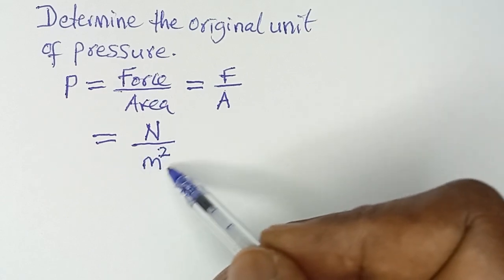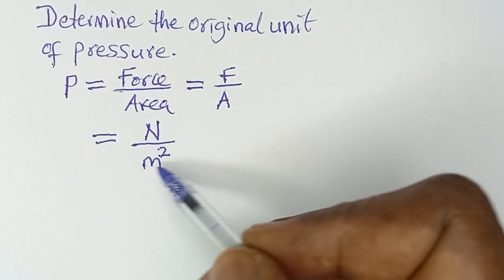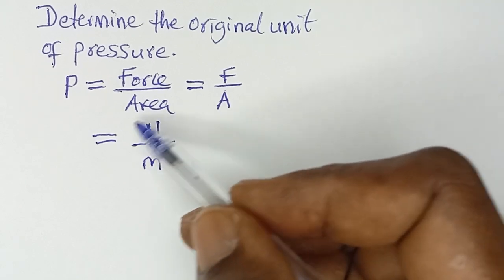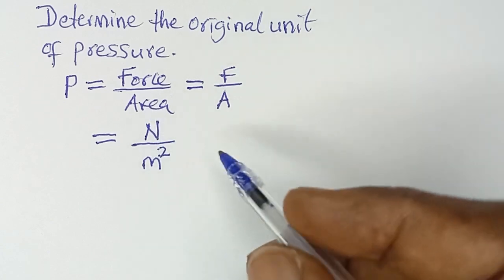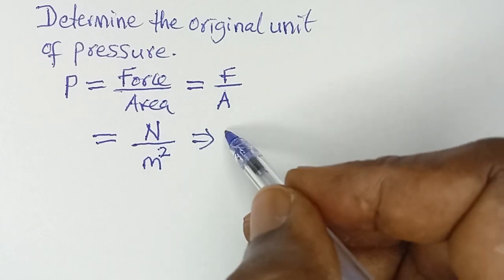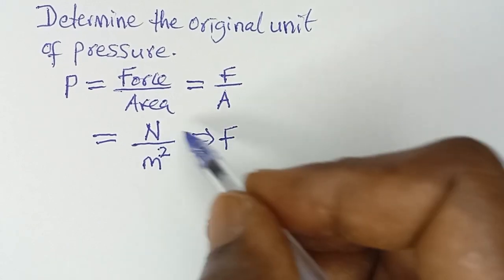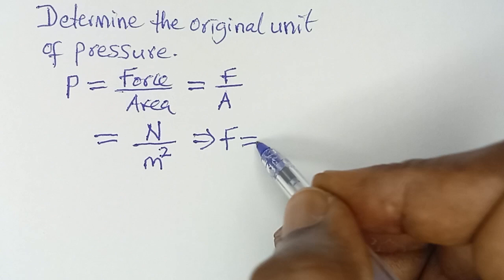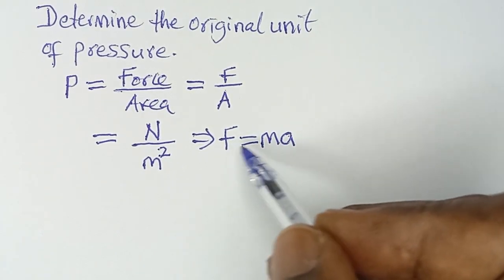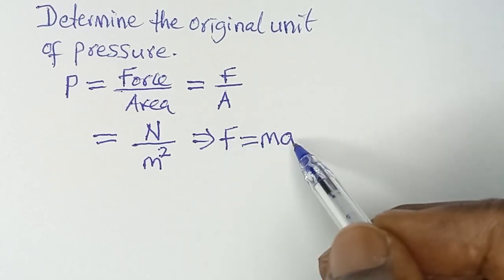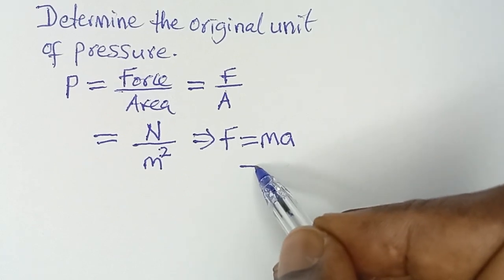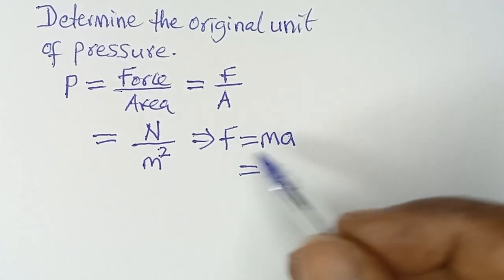Now, this meter square has been broken down to fundamental unit, which is the length. But this Newton is not yet broken down to fundamental unit. So let's derive the original unit of Newton as well. So we can go on and say that the Newton, which is the force, is equal to mass times acceleration. So this is the formula for force. Mass times acceleration. So from this formula, we can now derive the original unit of force, which is the Newton.